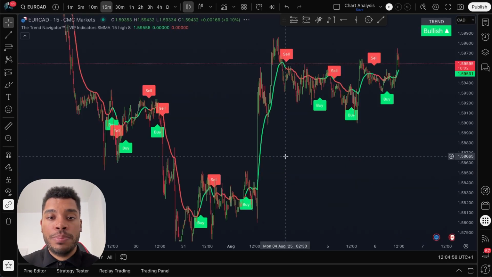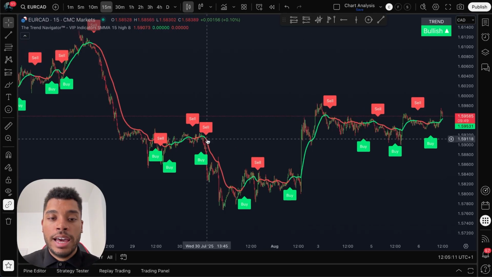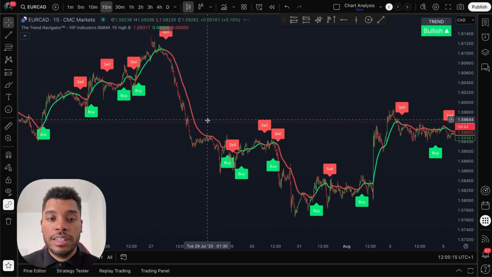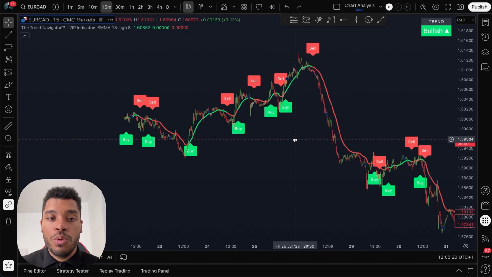Let's change pair again. Now let's look at AUD CAD. Also in this case, as you can see, this was a really nice buy trade that you will be able to get, a really nice sell trade. Here we have another sell trade that resulted in really nice profits. Here you can see multiple buy trades that were profitable.